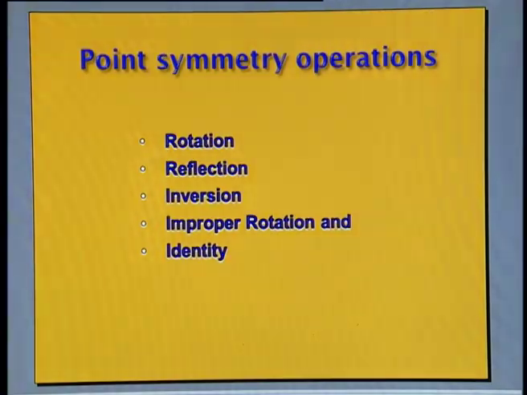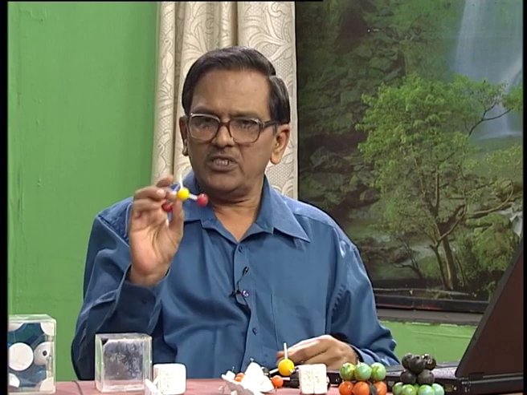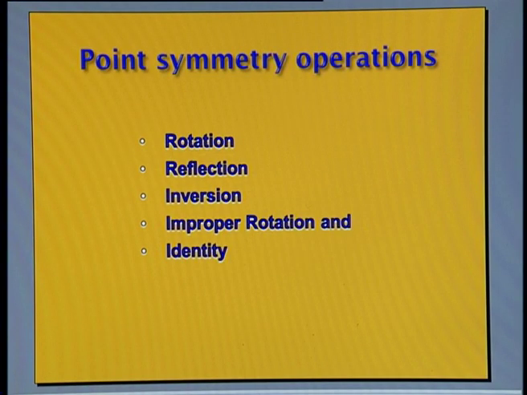So, these are the types of symmetry operations that we have. I have shown you this particular first one, rotation. In addition to rotation, you have other point symmetry operations also. In fact, there are 5 different types of point symmetry operations: rotation, reflection, inversion, improper rotation, and identity. I can show you examples for these.